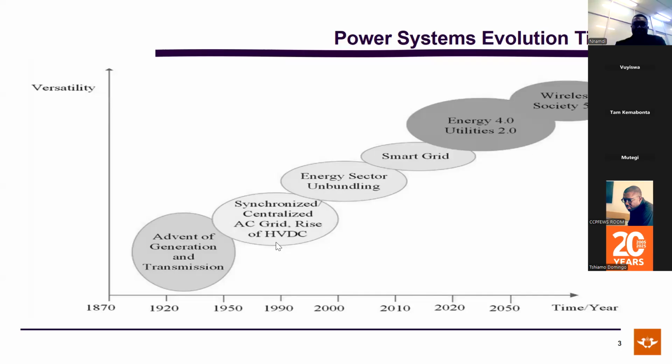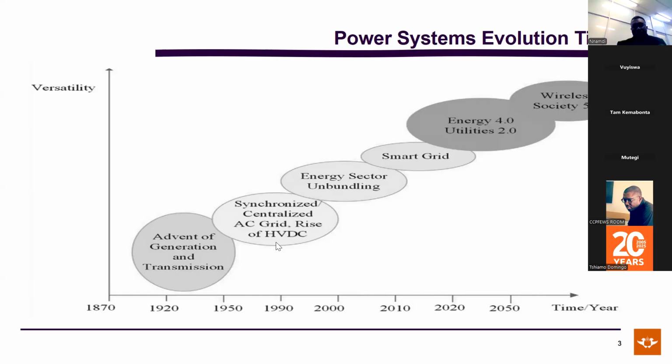But notice what happens from 2000 onwards. The pace of change accelerates dramatically. We see concepts such as energy sector unbundling, the emergence of smart grids, and now we are entering the era of energy 4.0. And then looking ahead to 2050, we envision wireless transmission technologies and Society 5.0 systems. This evolution is not just technical, it represents a fundamental shift in how we think about energy systems.